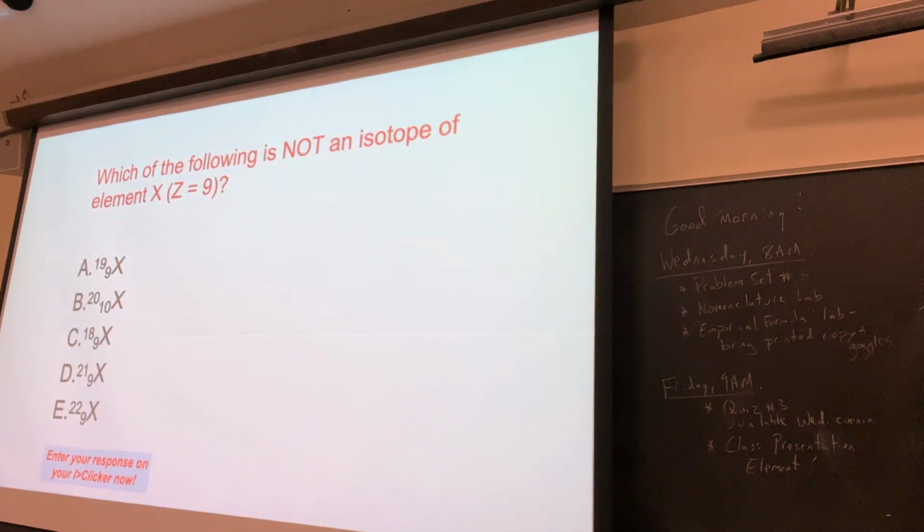All right, which of these is not an isotope of element X? Now, I'm not telling you what X is, but I will say that Z is 9. So see if you can use this information, figure out what Z of 9 is, and then figure out which one is not an isotope.